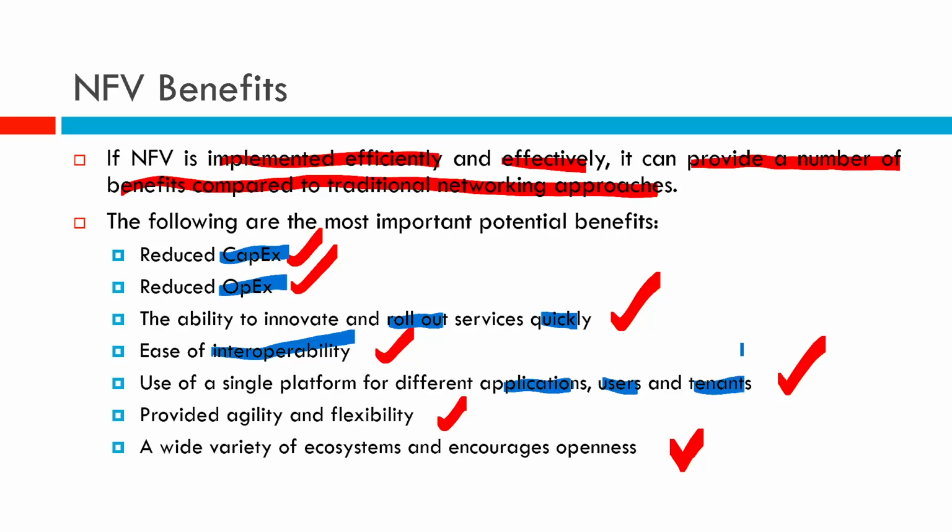Okay, applications, users, and tenants, right? Tenants means anybody who comes and borrows your switches, routers, and other things. Those users can be called tenants, right? This provides agility and flexibility. It means expandability and scalability, so everything is possible, and a heavy load can be shared with these kinds of NFV implementations.